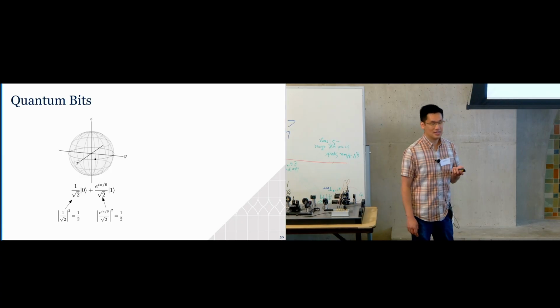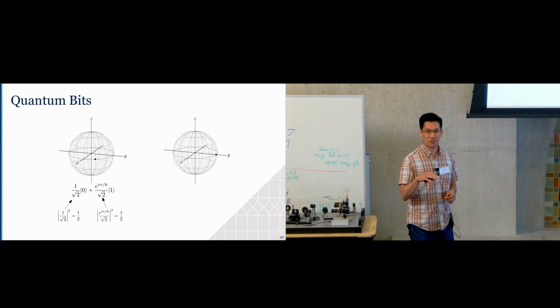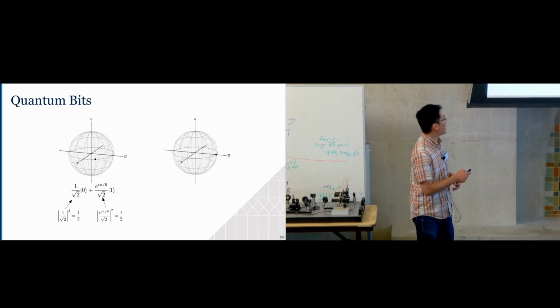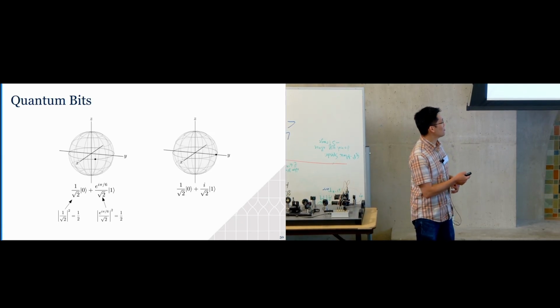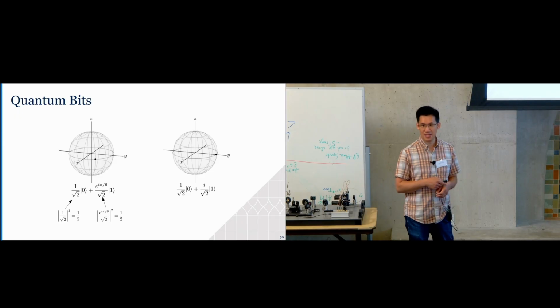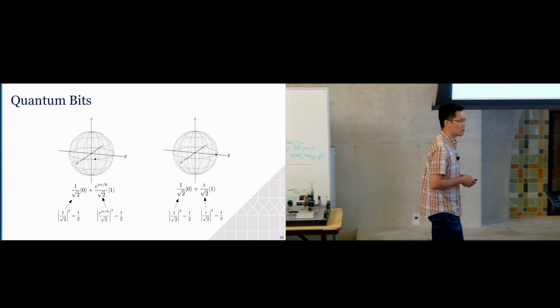a half. Here's another example over here on the y-axis. So now we've rotated by an angle of 90 degrees, or pi over 2 radians. e to the i pi over 2 is just i. So this is written as 1 over root 2, 0 plus i over root 2. And that's what we were calling the state i earlier. And again, if you measure this, you should get a 50-50 chance of getting the north pole and the south pole.